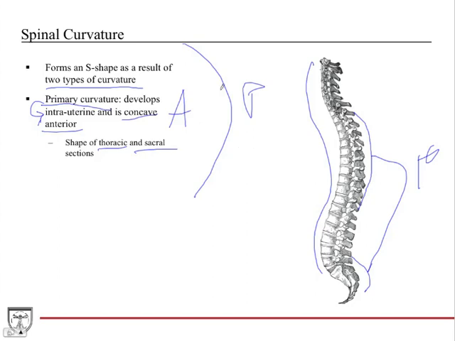So in utero, the entire spine is this concave anterior shape. After birth, the spine takes the secondary curvature shapes, which we'll talk about in a second, but what retains this primary curvature is the thoracic and sacral spines.